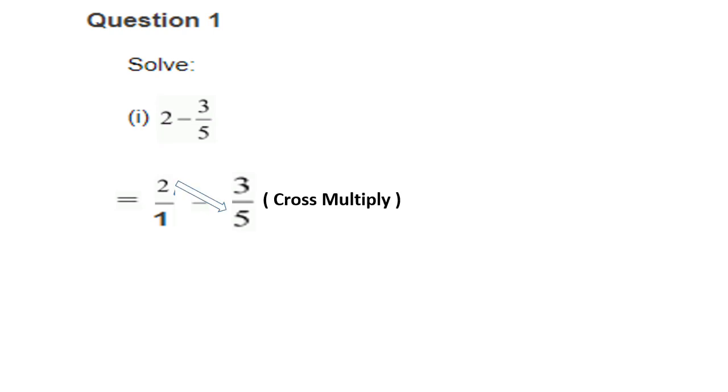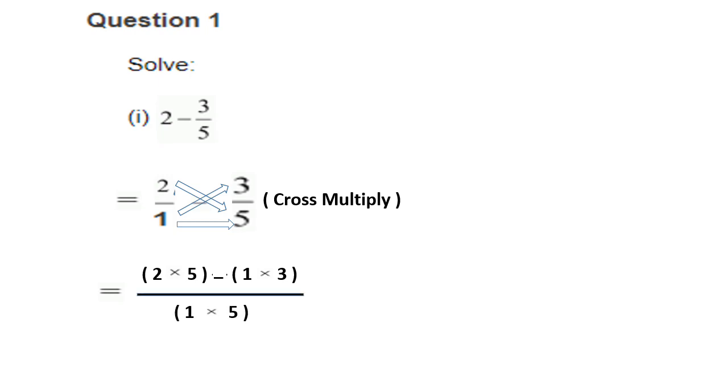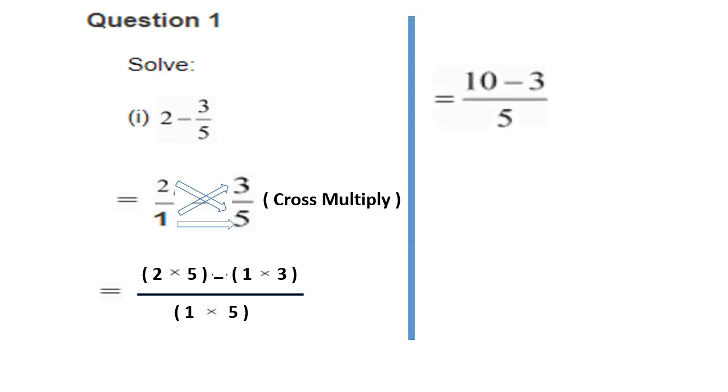First I will multiply 2 and 5 like this, 2 into 5. Then the symbol is minus, so I will put minus here. Then 1 into 3, I will write like this. Then in the denominator I will write 1 into 5 like this. So in the next line, 2 5s are 10, then minus 1 3s are 3, then in the denominator I will write 1 into 5, 5, like this.